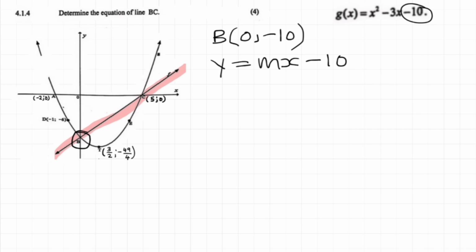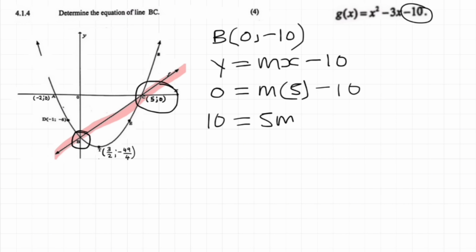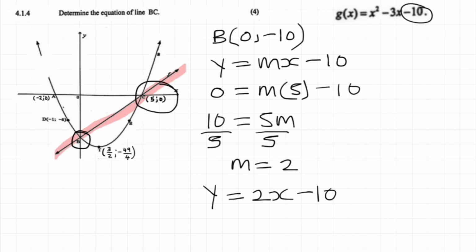We can find the gradient by using the gradient formula, or the other way around, which I just discovered right now. We can substitute this point: where there is x, we put 5, and where there is y, we put 0. So 0 equals 5m minus 10. We can take this 10 to the other side, so we have 5m equals 10. We can divide both sides by 5, so m is going to be equal to 2. So the equation is y = 2x minus 10. This is the equation of BC.